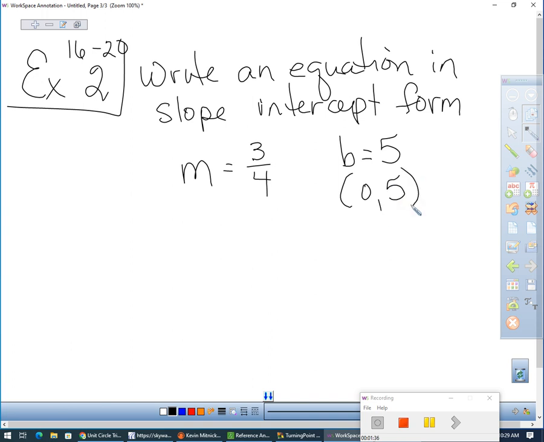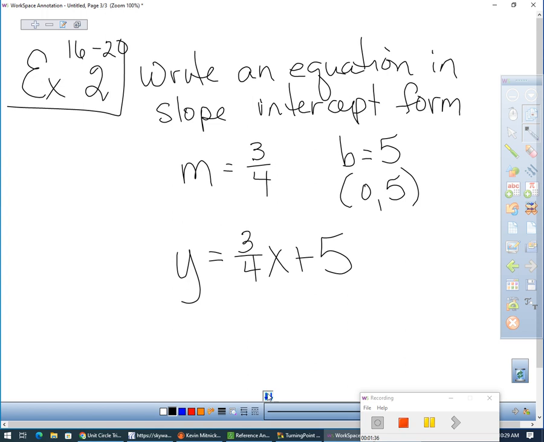Okay? So now we're going to write our equation. We start with y equals our m, so 3/4 x plus our b. Done. That's all you got to do.